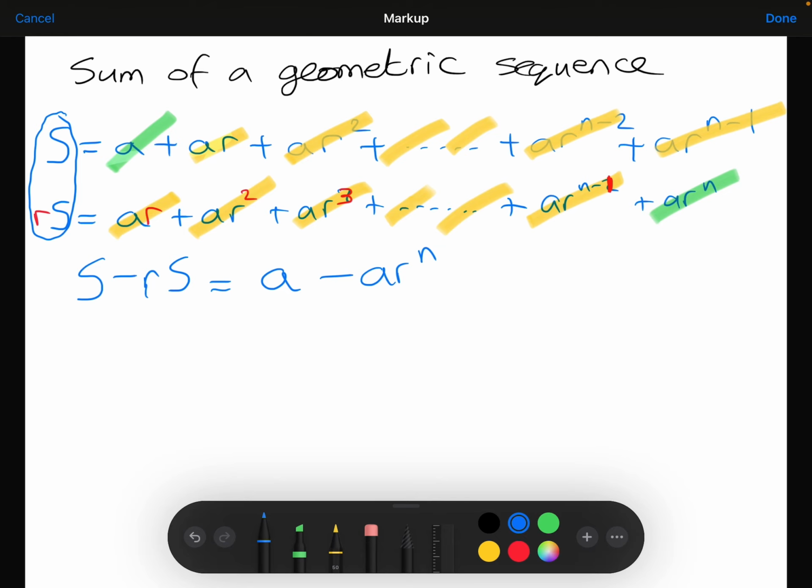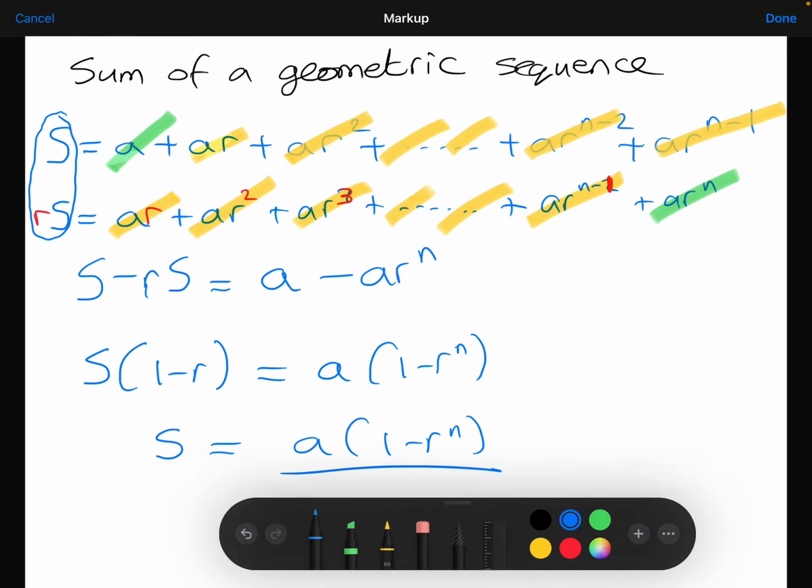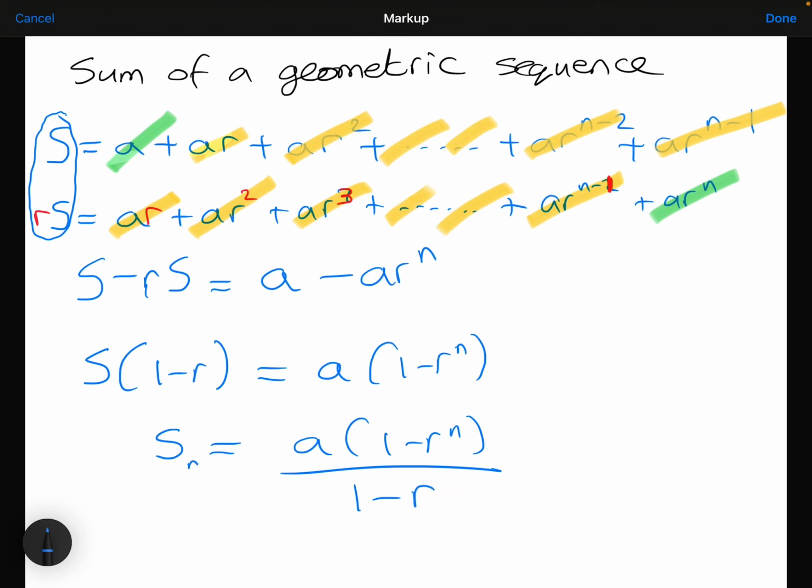All I'm going to do now to get S, the subject, because remember that's what I'm trying to find here, what is S, the sum, I'm going to factorise on both sides. And I'm going to divide. And so that is the sum of n terms of a geometric sequence. Again, you need to know that formula. You need to know how to derive it as well. So you need to be able to do that exact same process that I've just done yourselves. But make sure you've got all that copied down.